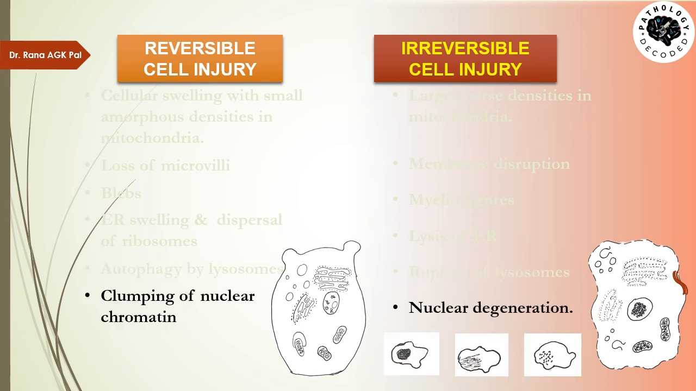And finally, in reversible cell injury, there is just clumping of the nuclear chromatin. While in irreversible cell injury, the nucleus gets totally degenerated and it can undergo degeneration in three forms. First one was pycnosis, then karyolysis or karyorrhexis. So these are the common differences which can be visualized in reversible and irreversible cell injury in the electron or compound microscope. So that finishes the part on reversible and irreversible cell injury.